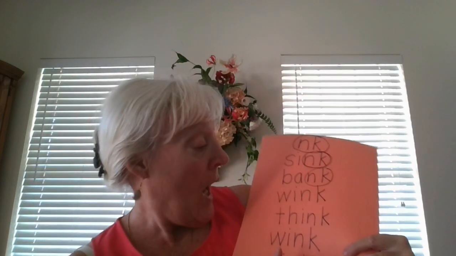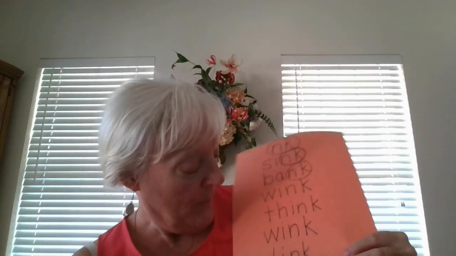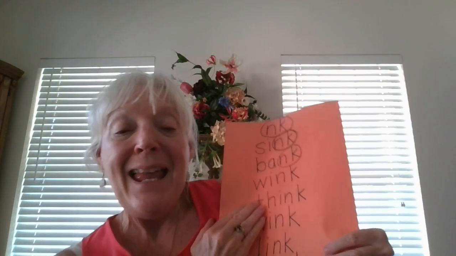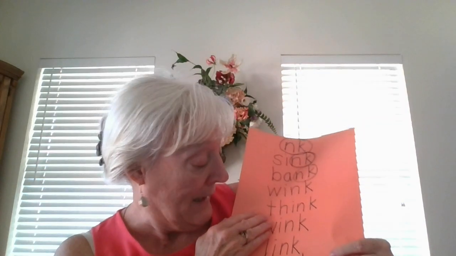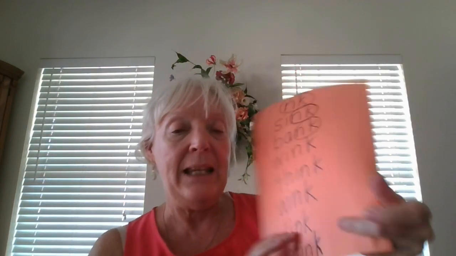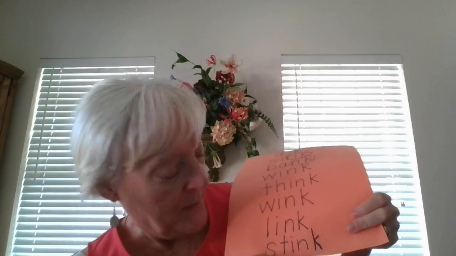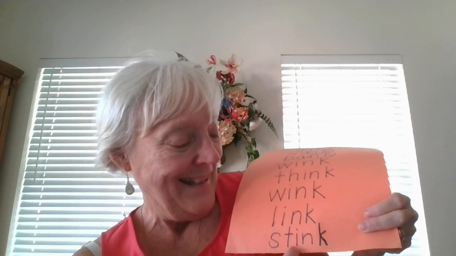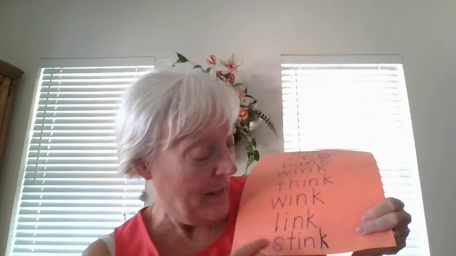Let's go to this one. Makes wink. Look at that. I have it on there twice. What if I take the W off of wink? I don't have wink anymore. What do I have then? I have ink. That's probably what I was thinking when I wrote that. Okay, let's go to the next one. Link. The chains link together, don't they? Okay, and the last word. I'm going to let you get it all by yourself this time. What is it? Did you say stink? If you said stink, you got it right.